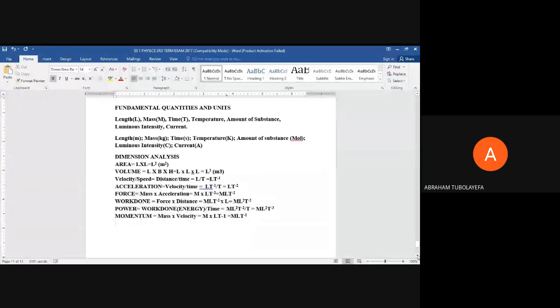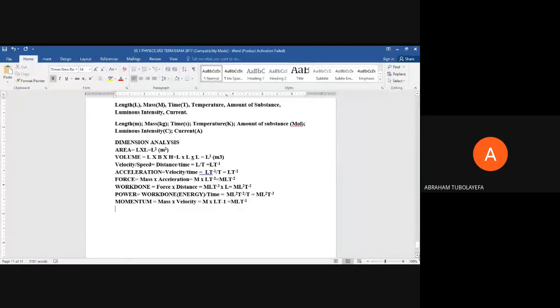What's acceleration? Acceleration is the increase in velocity per particular time, is that not so? Yes, sir. Velocity is distance over time, right? Okay, so don't forget that also. Let's move on to circular motion.